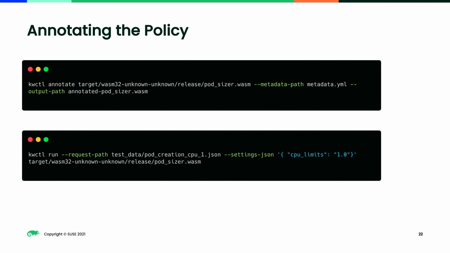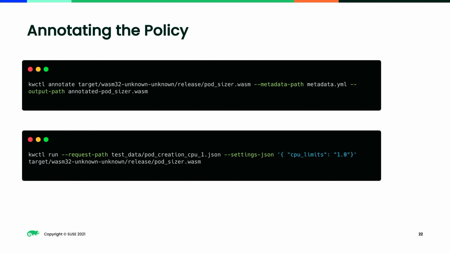So we need to annotate the policy. You don't have to, but it's best practice, right? It's just allowing us to set a bunch of metadata around the policy that travels with it when you deploy it. Because one of the cool things about building a WASM policy for Kubewarden is that you can write it once, build it, and deploy it to any cluster that you want. Doesn't matter. It's just a little binary, right?